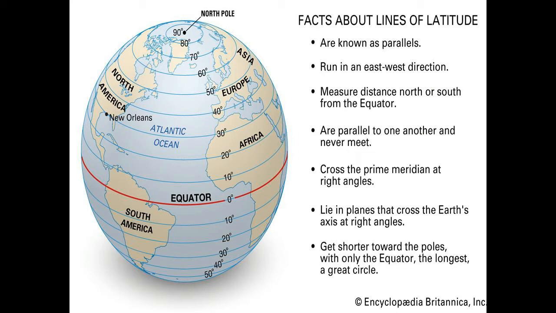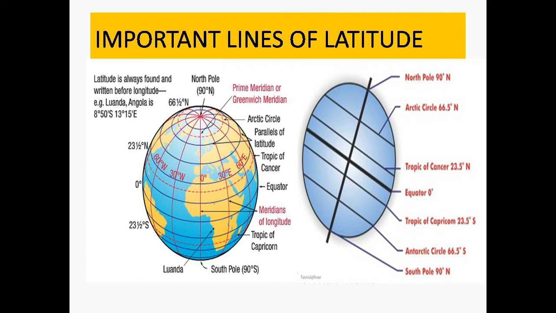The degrees increase as you move away from the equator towards the poles. The letters N and S indicate north and south directions, like 10 degree north, 20 degree north, 10 degree south, 20 degree south, and so on. The important lines of latitude are the equator, Tropic of Cancer, Tropic of Capricorn, Arctic Circle, Antarctic Circle, North and South Pole. The Tropic of Cancer at 23.5 degree is located north of the equator.